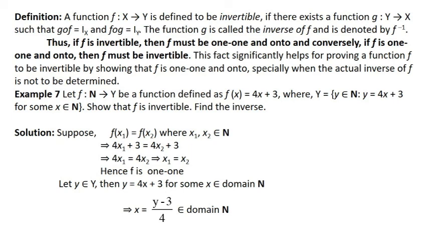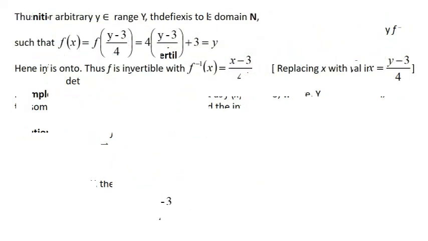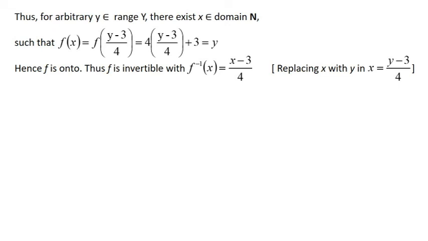And for proving onto, we consider one arbitrary element y belongs to Y. Then y is obviously of the form 4x plus 3 for some x belongs to domain N. So this implies x is equal to (y minus 3) by 4. In the range Y, there exists x belongs to domain N such that f of x is equal to f of (y minus 3) by 4, which is 4 into (y minus 3) by 4 plus 3, equal to y. Hence f is onto, thus f is invertible with f inverse x equal to (x minus 3) by 4.